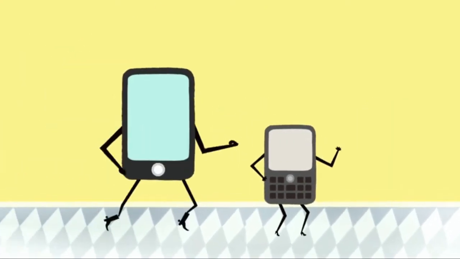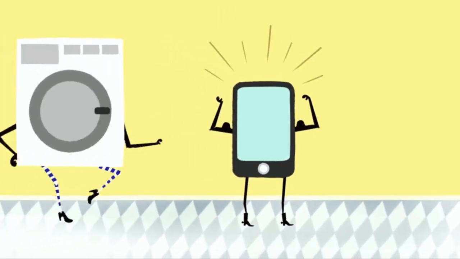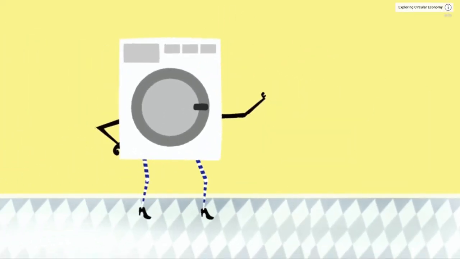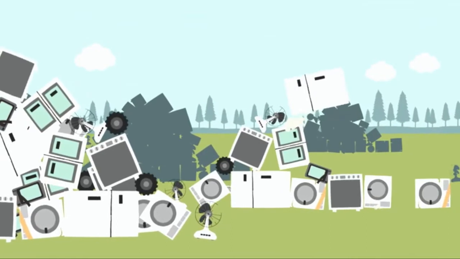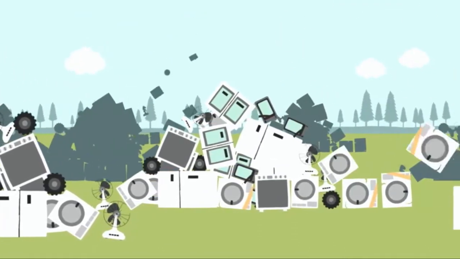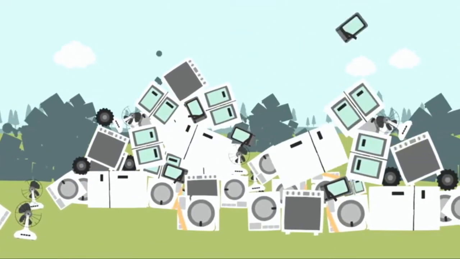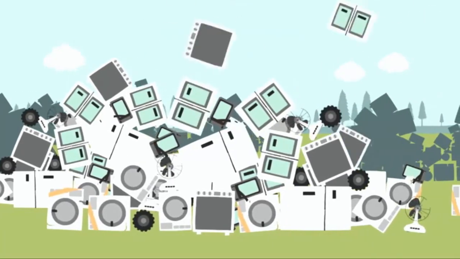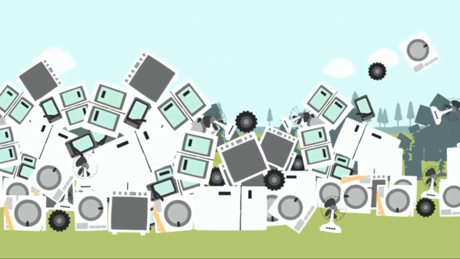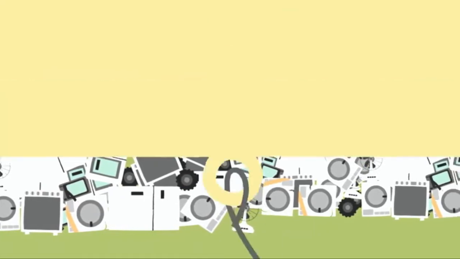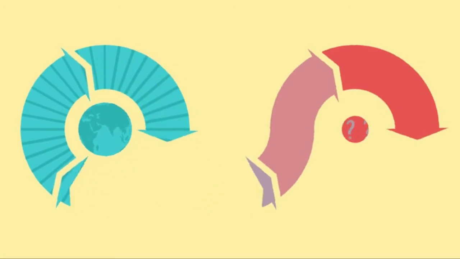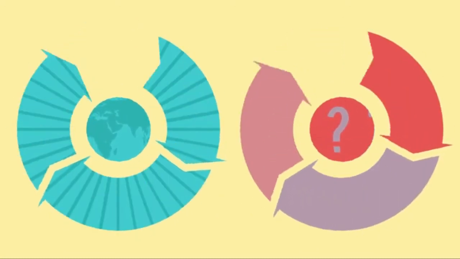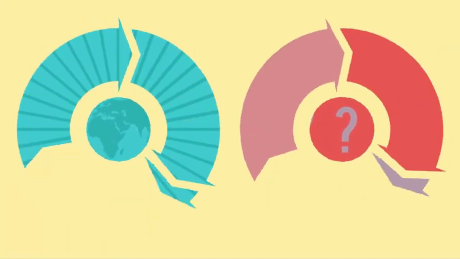A new phone comes out, so we ditch the old one. Our washing machine packs up, so we buy another. Each time we do this, we're eating into a finite supply of resources and often producing toxic waste. It simply can't work long term. So what can? If we accept that the living world's cyclical model works, can we change our way of thinking so that we too operate a circular economy?